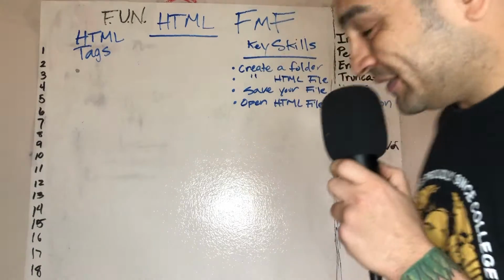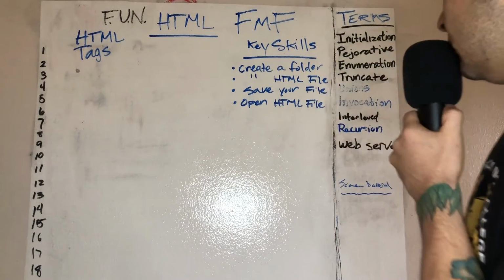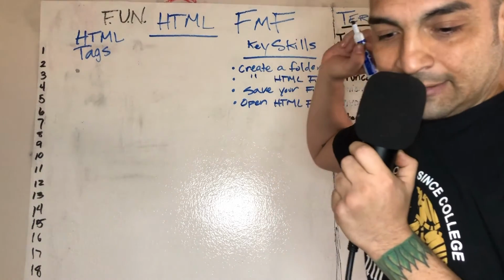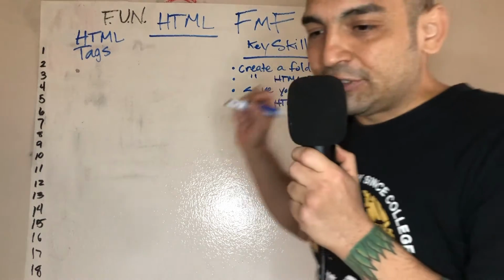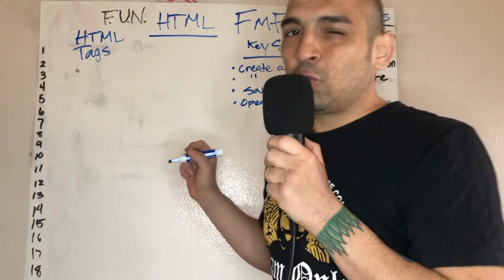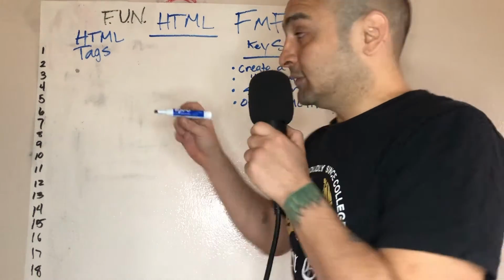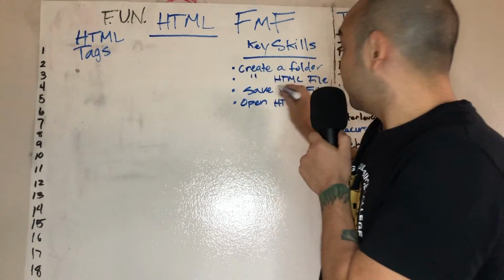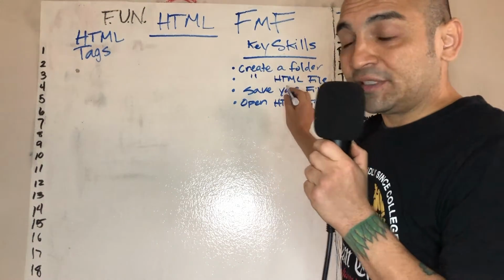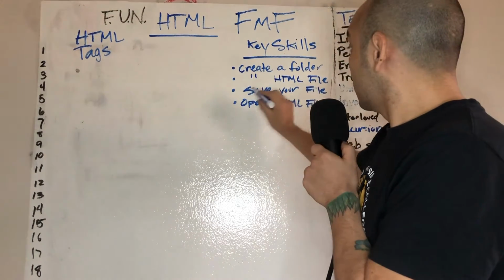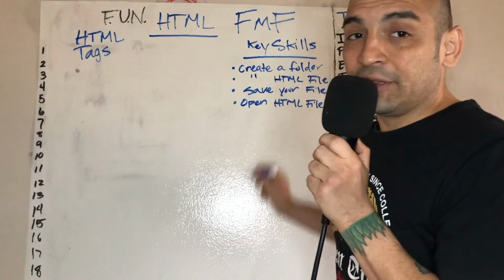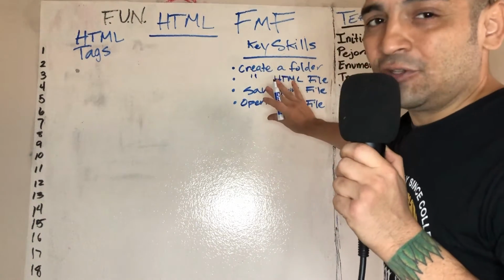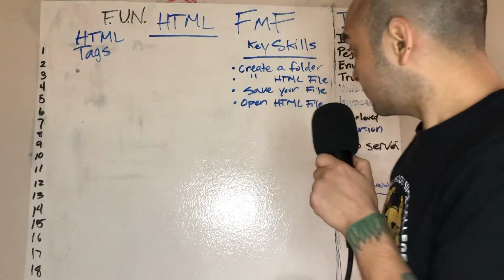The key skills that we're going to be going over today in this video, this episode, number 6, HTML. These are skills, what you need to know and be able to do in order to write some code and make your own web page. And this is how easy it is. If you know how to create a folder, how to create a file, specifically an HTML file, how to save that file, and then how to open the HTML file, those four things are all you need to know how to do to understand what I'm about to tell you.